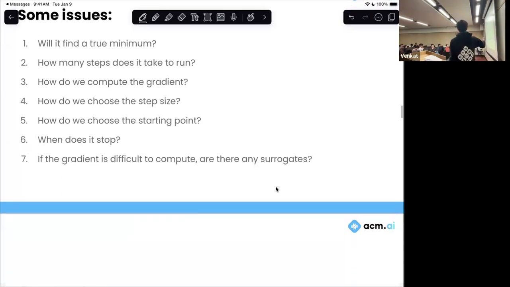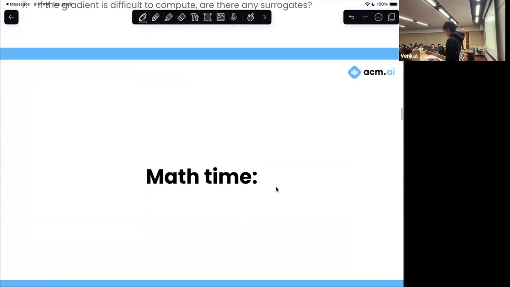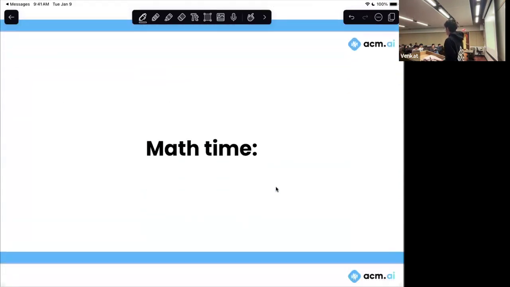And if the gradient is really difficult to compute for certain functions, are there any surrogates? We'll answer that question really quickly. There is something called the subgradient. You are welcome to search it up. It's basically looking at the tangent lines near points, and it does some fancy Taylor series stuff, but we won't really be getting into that. The answer is yes, there's a surrogate function that will make the gradient a little bit easier to compute. Okay, so that is the gradient descent algorithm.